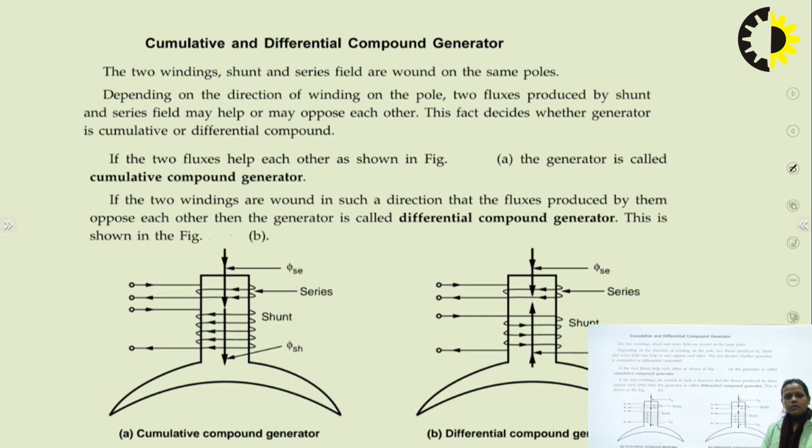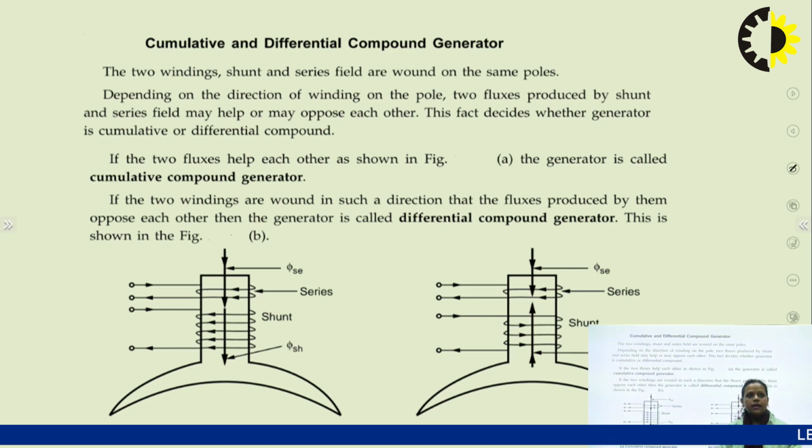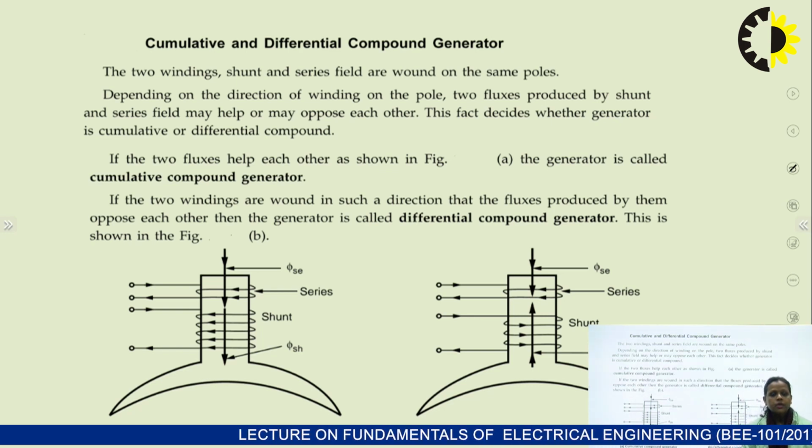Now the compound generators can be classified as cumulative and differential compound generators. There are two windings, shunt and series, and they are wound on the same pole, we know that. Depending on the direction of winding on the pole, the two fluxes produced by the shunt and series fields may help or may oppose each other, right? This fact decides whether the generator is of cumulative type or differential type.